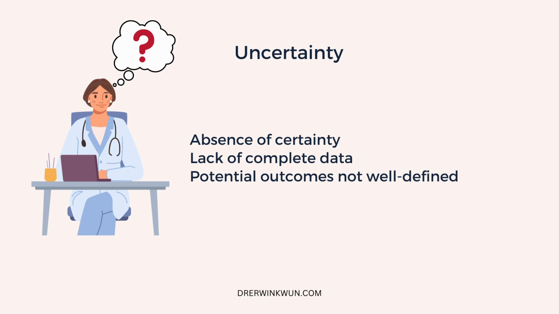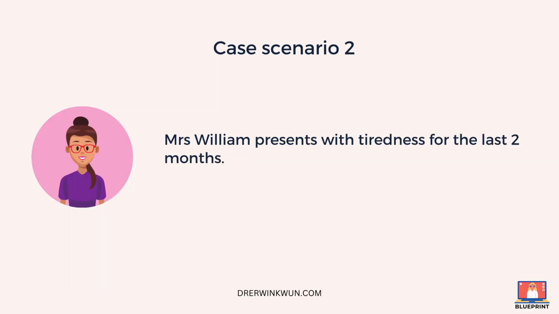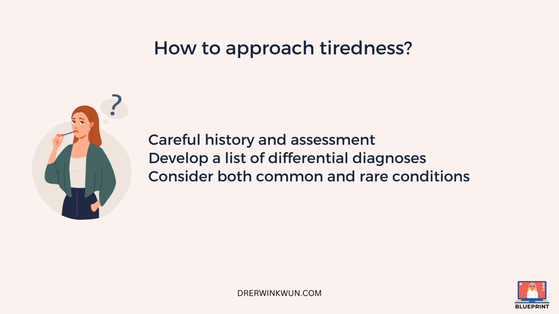And this is something that many GP trainees are not very confident at managing, and even some GPs struggle as well. So how do we manage uncertainty then? Let's go over case scenario 2. Mrs. William presents with tiredness for the last 2 months. Tiredness is one of those symptoms where it's very vague and a bit uncertain as to what's going on. To approach this case scenario, the first thing we need to start by thinking about is how to take a careful history. The history is really important to help us shed some light on the uncertainty.